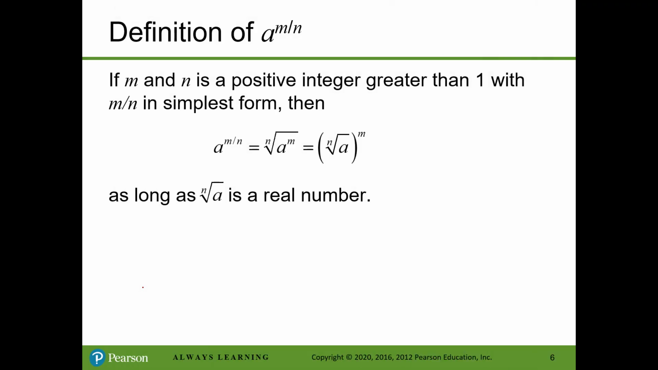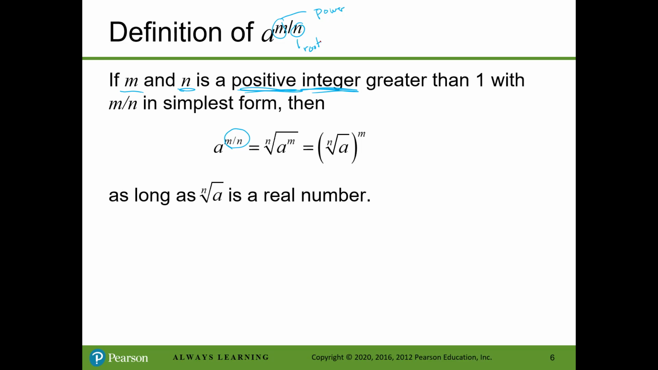Okay, let's look at this next one. Now, notice I have that fraction exponent again, known as a rational exponent. M and N are still integers, and they're both positive in this case. Remember, the top number is the power. The bottom number is the root when this fraction is in the exponent position.